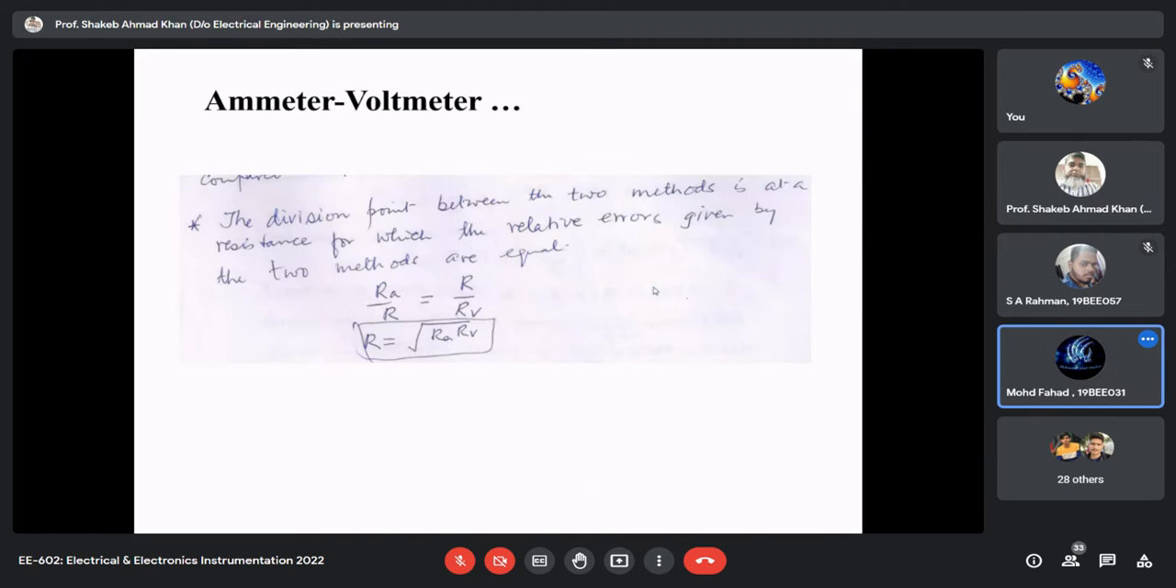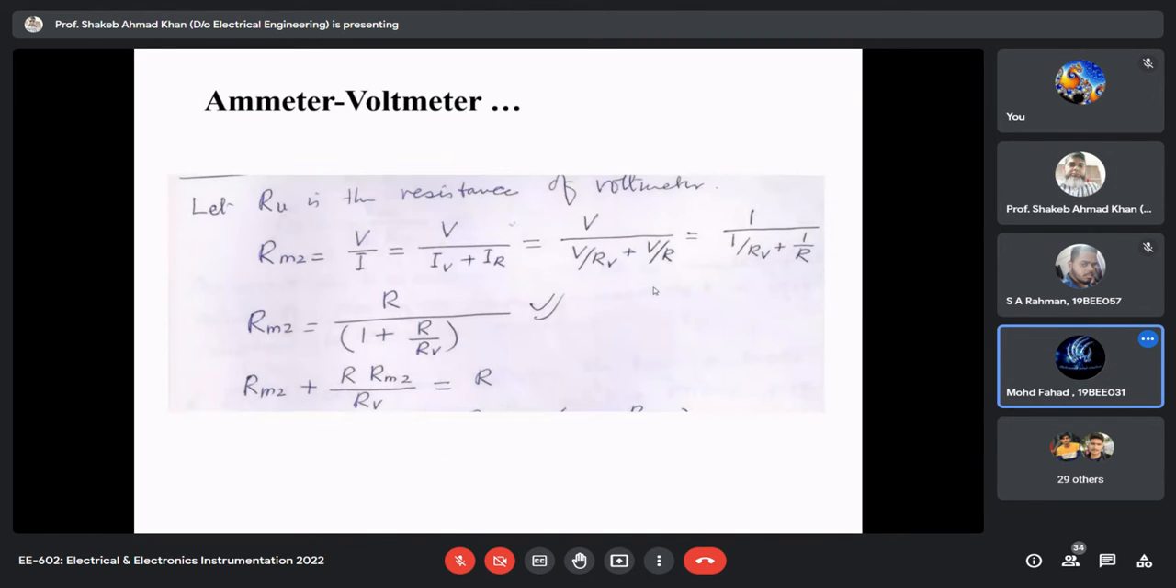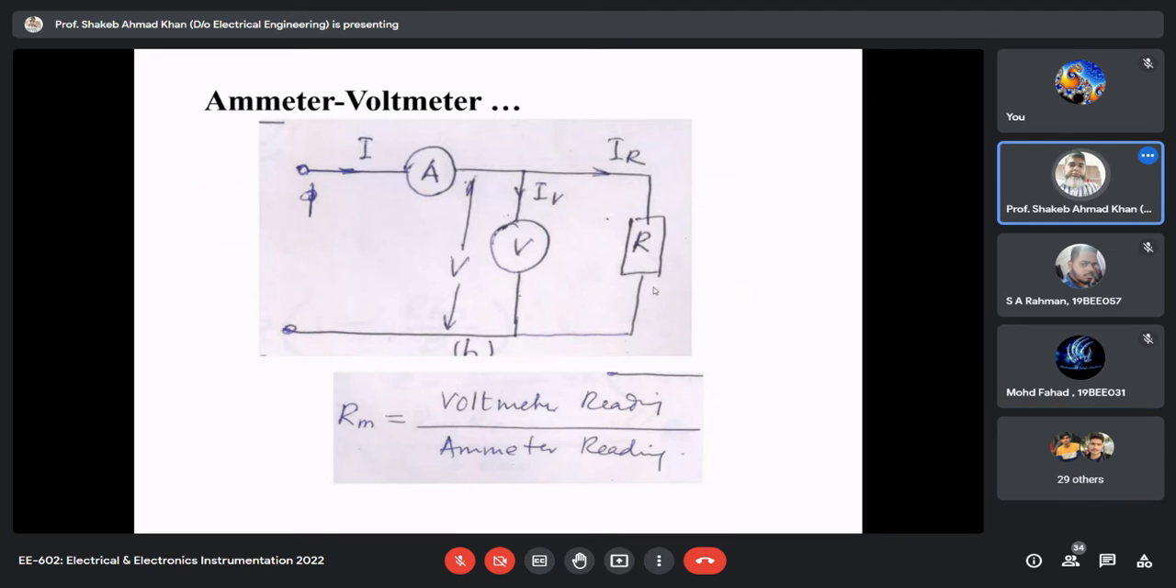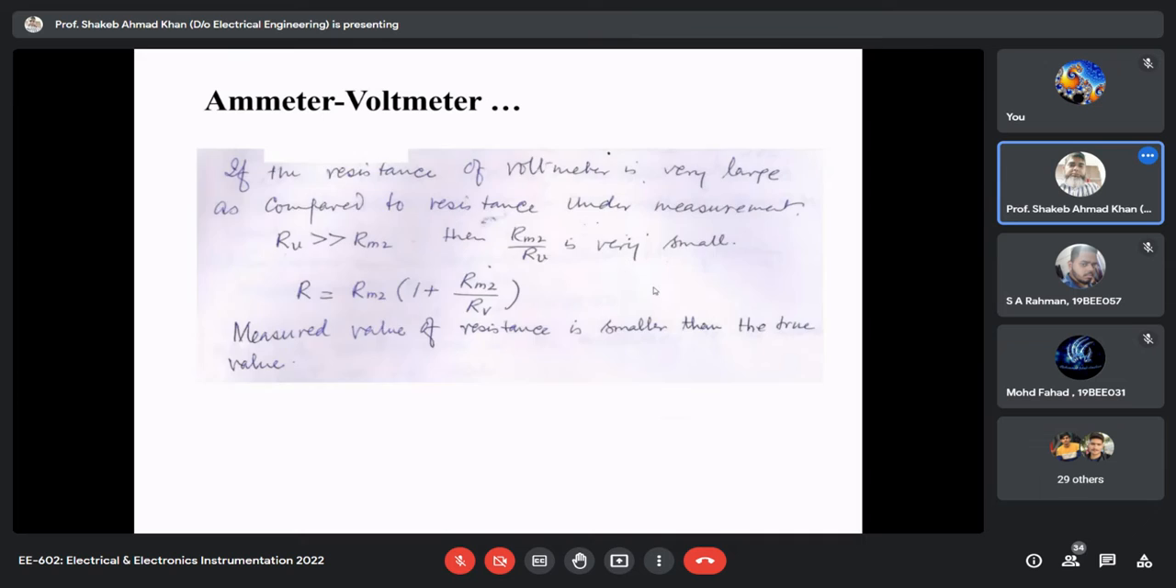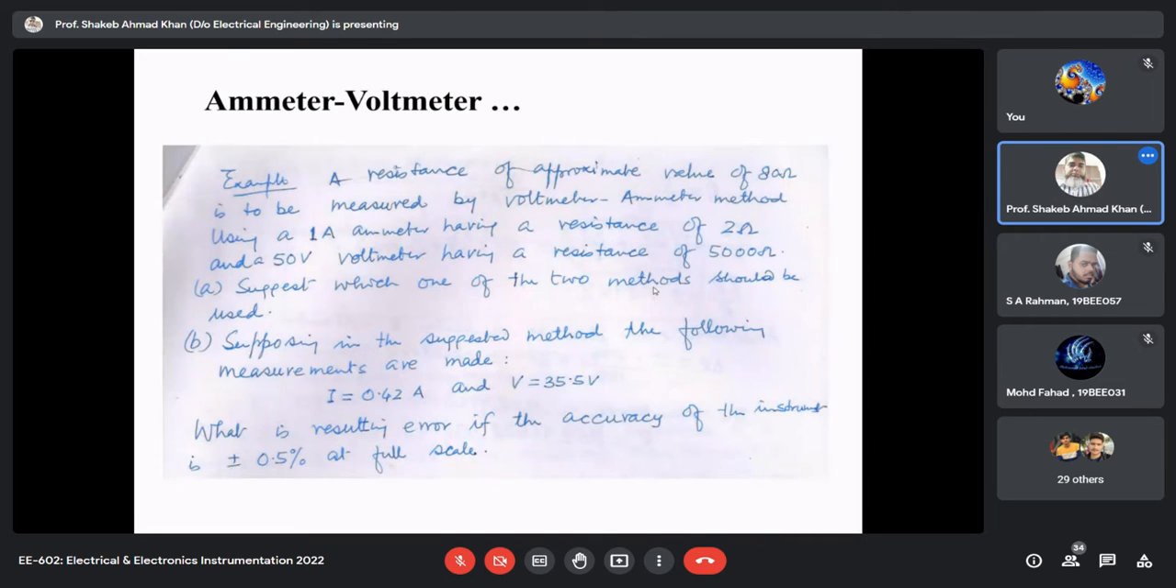Yes, sir. Means, what is the boundary resistance for this circuit? Whoever is telling 100, yes, it is 100. So the approximate value is less than 100 ohms. That's correct. So we'll go for the second circuit.